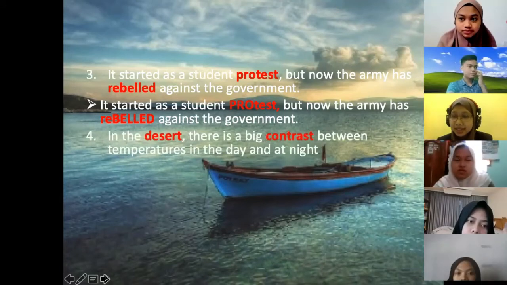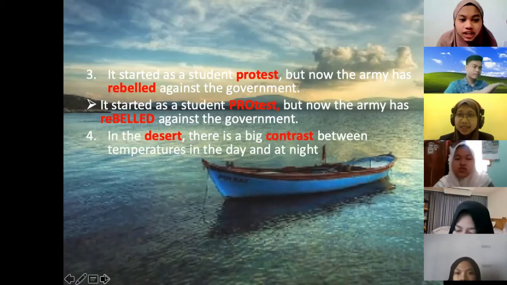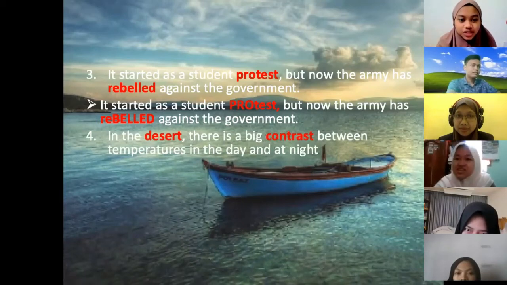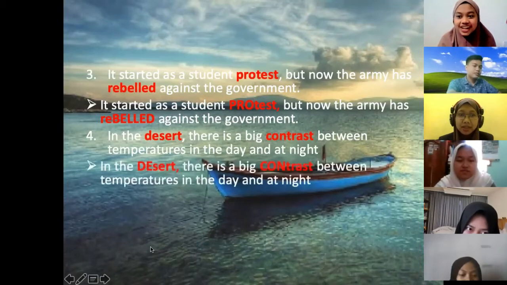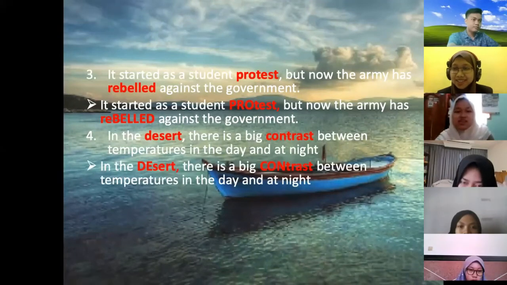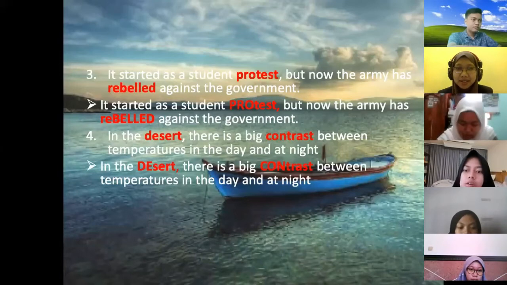Nabila Anggi. In the desert, there is a big contrast between temperatures in the day and at night. Okay, thank you, Mbak Nabila. In the desert, desert atau desert? Desert, ma'am. Desert, ya. Kalau desert apa? Hidangan penutup. Dessert itu makanan.